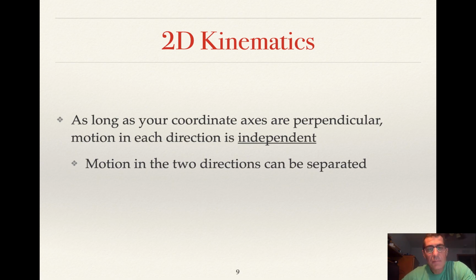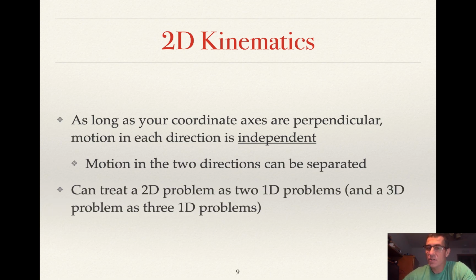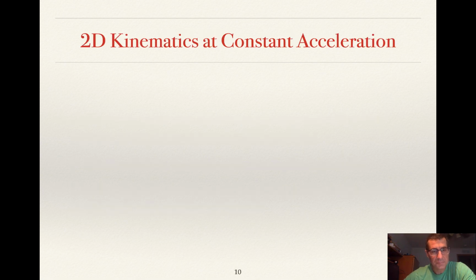Now, that's important because that means you can separate the motions in those two different directions. In particular, since you can treat them separately, what it really boils down to is that you can treat a two-dimensional problem as two separate one-dimensional problems. Or if you have a three-dimensional problem, then you've got three separate one-dimensional problems. So that is the key. Set up your coordinates to make sure your axes are perpendicular, and every standard coordinate system always has perpendicular axes for exactly this reason, and that means you can separate out the motion in the different directions.